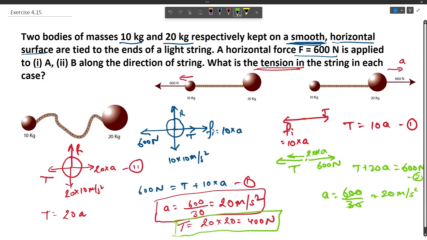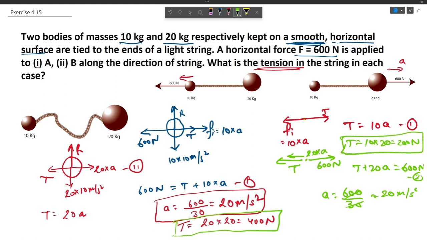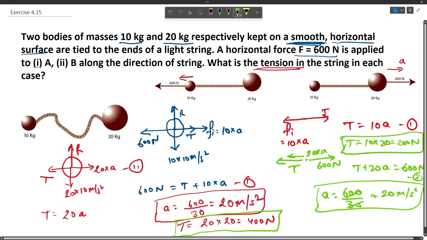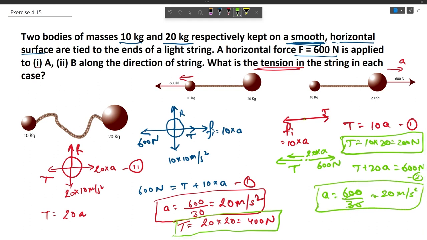Now tension developed is, we will substitute a in here, so T would be equal to 10 multiplied by 20 equals 200 Newton. So in this case the tension developed in the string is 200 Newton. Now this is just half as compared to 400 Newton in the previous case when the 10 kg object was being pulled. Thank you.